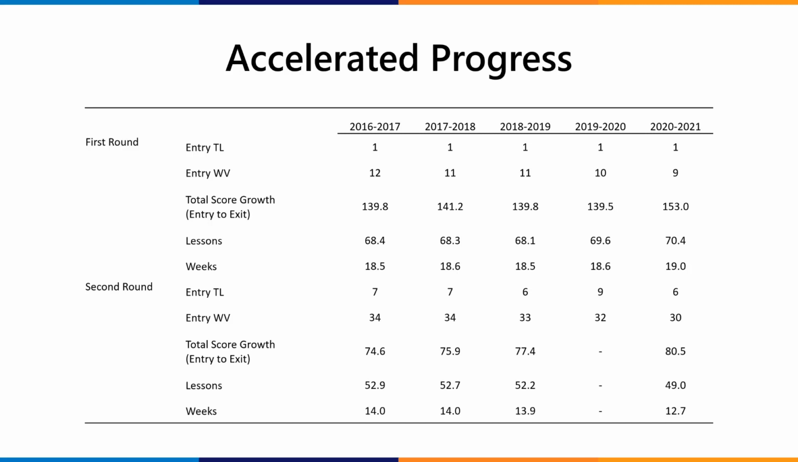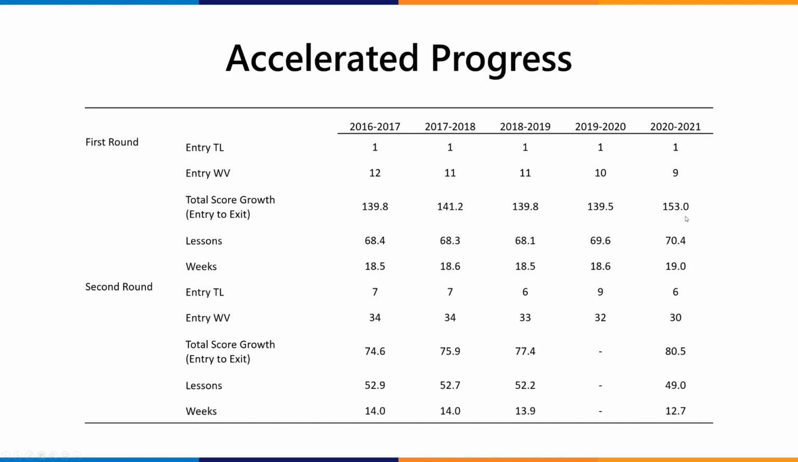Let's move on and look at accelerated progress kids in general. I am just going to show you a brief summary of data. We're going to break down data by first round and second round accelerated progress kids. And in each of those rounds, we're going to look at entry text level, entry writing vocabulary, their growth on the total score from entry to exit to see what the effect of Reading Recovery was. We'll look at the number of lessons they got and the average number of weeks their lessons lasted. And once again, I have 5 years of data. Now, I'm not going to go over every piece of data. I'm just going to go through the highlights.